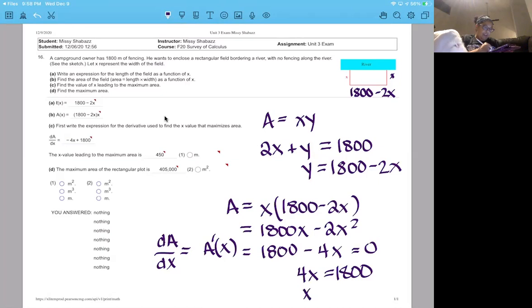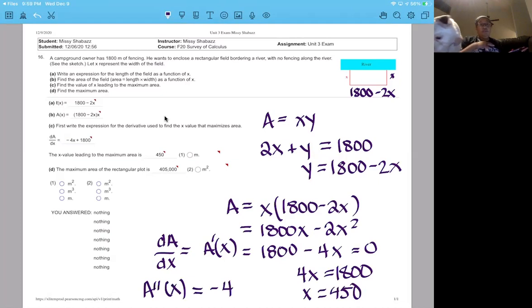Now I know that that is going to give me a maximum because the second derivative gives me a negative number no matter what, which means my function is concave down everywhere. So that critical point is going to give me a maximum. All right, let's see. And then the maximum area. So now we just want to plug my x value into my area function.